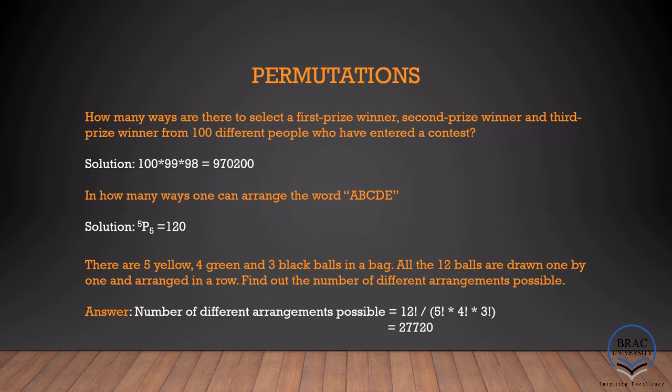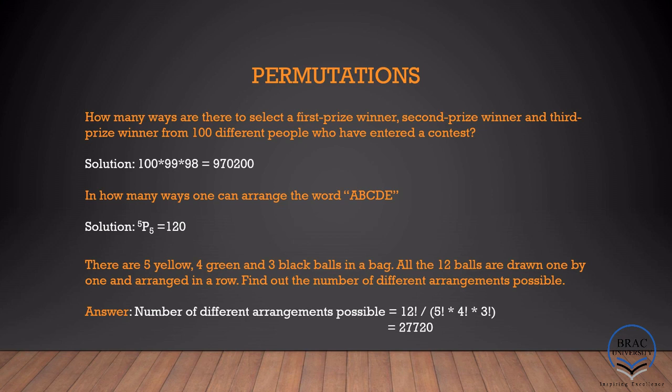And when you are picking the third prize winner, you are already done with the first prize winner and second prize winner, so you have 98 people left to pick the third prize winner from. So if you're picking first, second and third prize winners from 100 different people, you can do that in 100 into 99 into 98 ways.